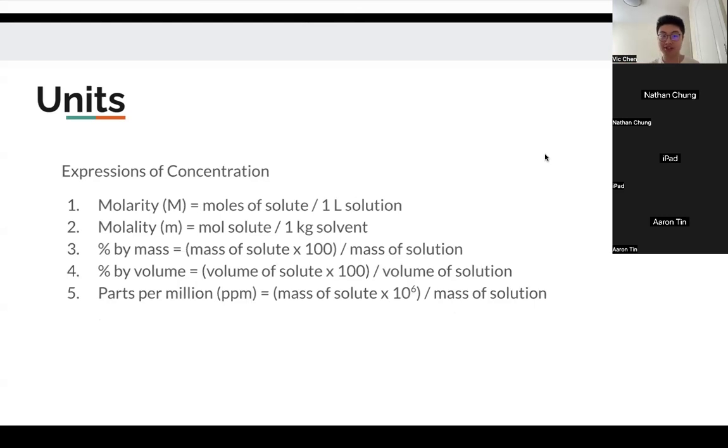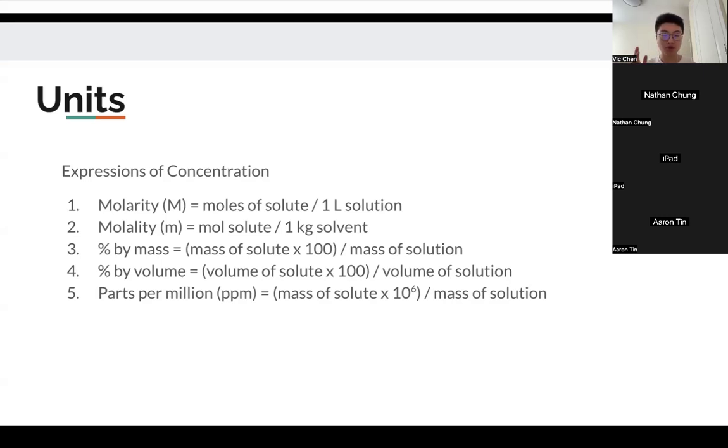Expressions of concentration. So these will be used for a specific chemical solution. A solution has a solute and a solvent. A solute is essentially, let's say you had a bowl of soup, right? And you wanted to add salt into it. The salt would be the solute and the solvent would be the liquid of the soup itself. Now, in order to represent this, we have these 5 units.